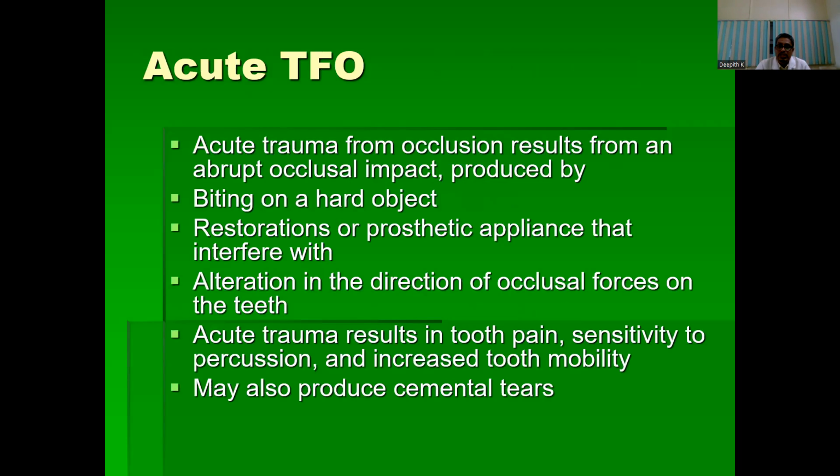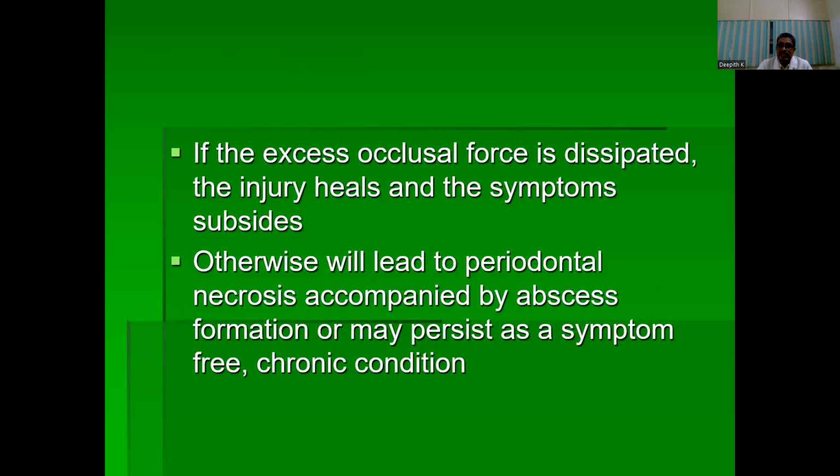What is acute trauma from occlusion? Acute trauma from occlusion results from an abrupt occlusal impact produced by biting on a hard object, or any restoration or prosthetic appliance that interferes, altering the direction of occlusal force on the teeth. Acute trauma results in tooth pain, sensitivity to percussion, and increased tooth mobility. It may also produce cemental tears. When the excess occlusal force is dissipated, the injury heals and symptoms subside.